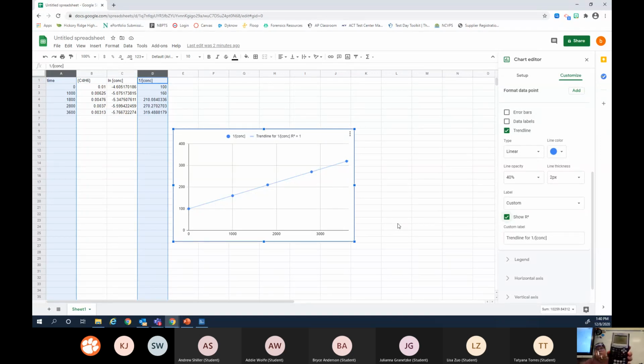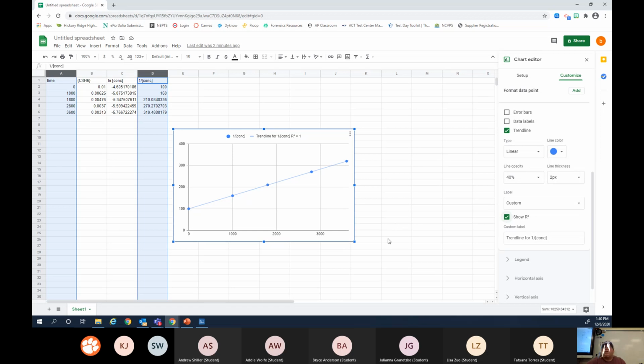And whenever we pull it up, it does have our R-squared value as 0.999, so fairly close to 1. Because the graph of 1 over concentration is the straight line with the R-squared value closest to 1, this is a second order reaction.